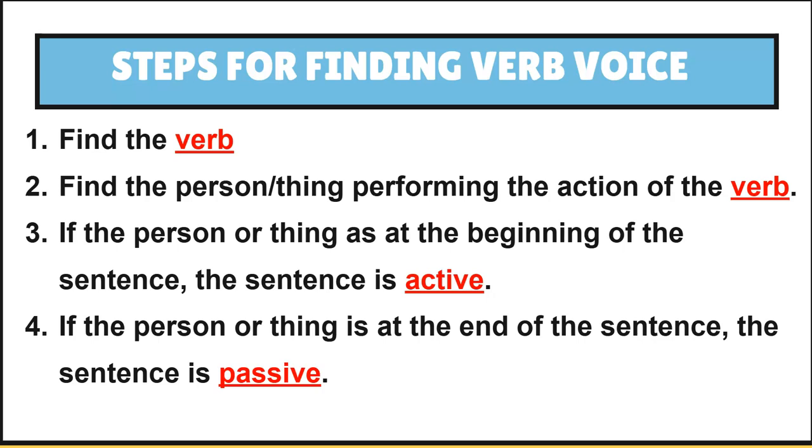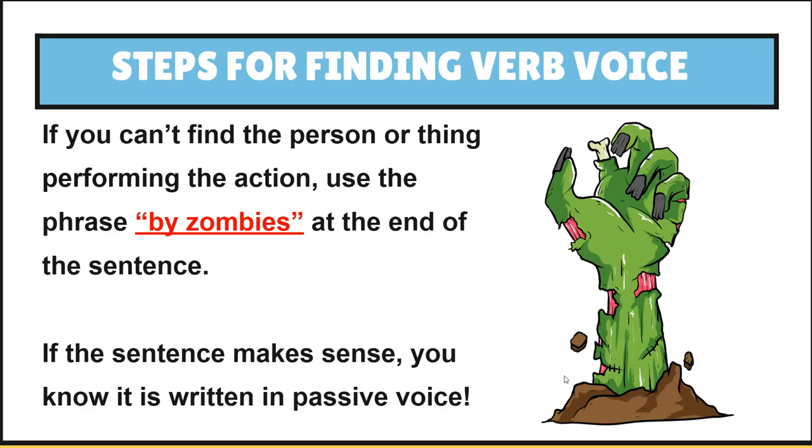If the person or thing that is performing the action of the verb is at the end of the sentence, it's written in passive voice. Hopefully this will ring some bells for you. If you can't figure out the person or thing that is performing the action of the verb, we talked about how you can use the phrase "by zombies" at the end of the sentence. If you can plug in "by zombies" at the end of the sentence and the sentence makes sense, then you know it is written in passive voice.